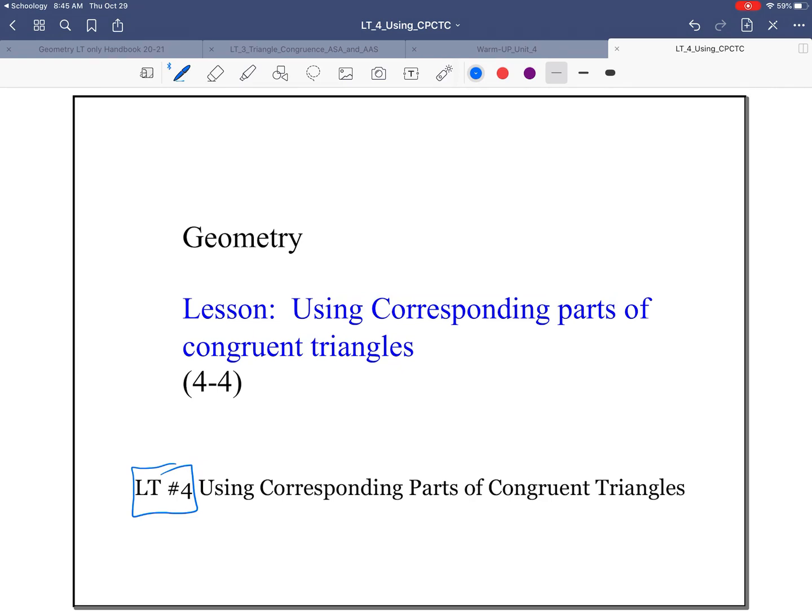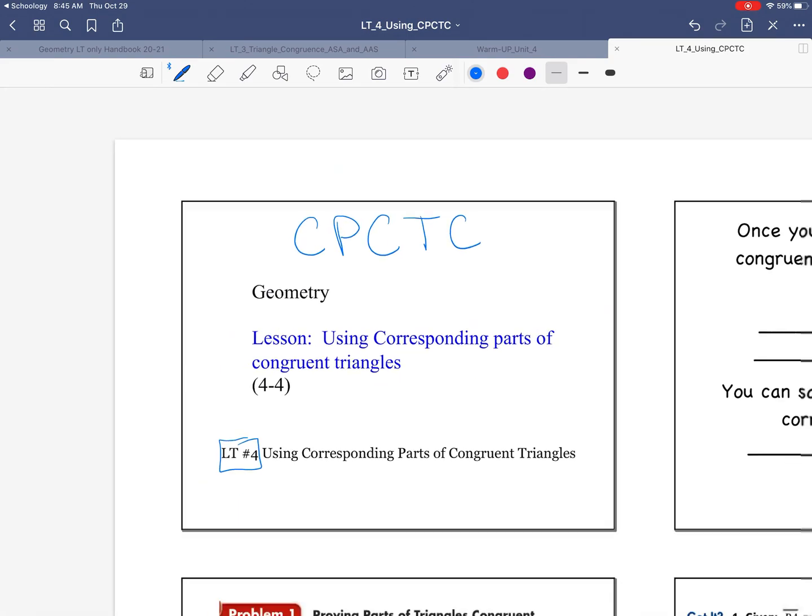So we have an acronym for this. It says corresponding parts of congruent triangles are congruent. So CPCTC, this is a legit acronym that we use. It is on the state assessment. Sometimes it's written out, sometimes it's used as CPCTC, but that's how you say it, CPCTC: corresponding parts of congruent triangles are congruent.